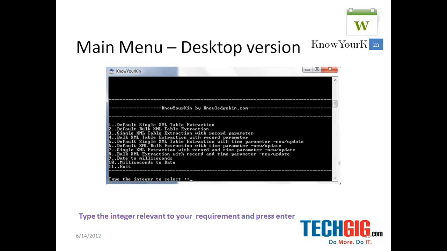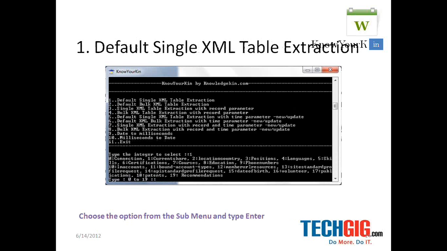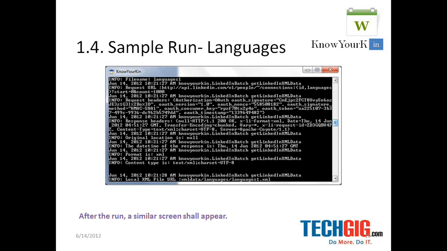You can also specify the default single XML data extraction. For example, here I give 4 as a language, and we extract the language parameter like this. We extract the language XML data into the folder, which can be the cloud drive as well as your local system.